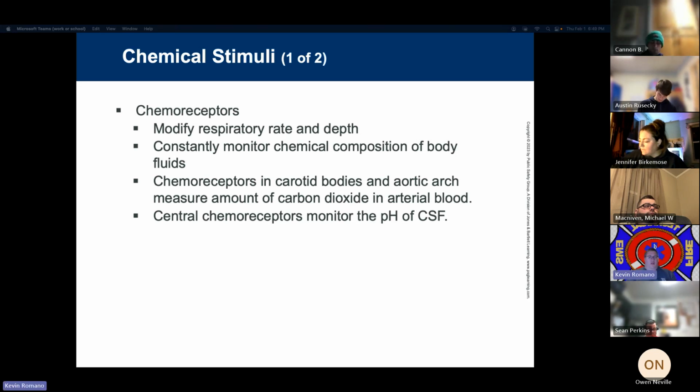Right? So chemoreceptors in the carotid bodies and the aortic arch measure the amount of carbon dioxide in arterial blood. Chemoreceptors located in the aortic arch and carotid bodies also respond to a decrease in PaO2, arterial oxygen partial pressure, which is back up to the primary control of ventilation. And when serum carbon dioxide or hydrogen ion levels increase, chemoreceptors stimulate the dorsal and ventral respiratory groups in the medulla to increase respiratory rate.